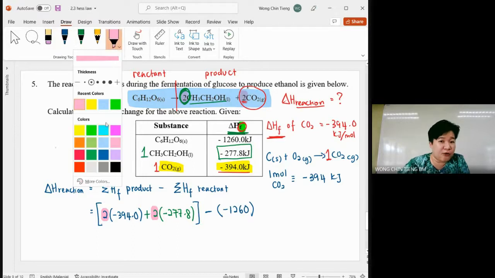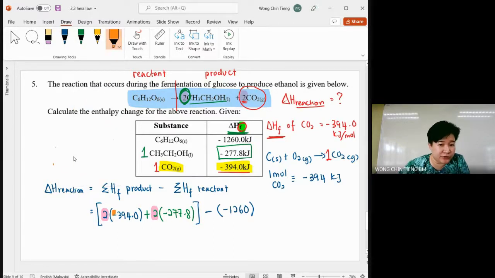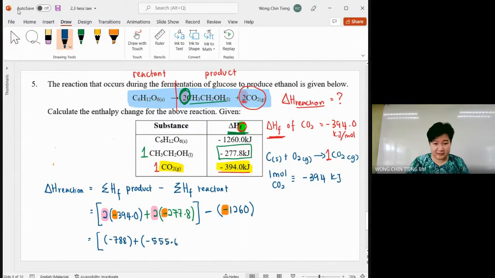Before you move on to your calculation, just a quick check. I hope you realize we are taking in all the sign that you have in the delta as always. Kita tak ambil value ya, kita ambil semua benda termasuk the magnitude, termasuk simbol positif negatif. And to make your mathematics easier, untuk kamu nampak the positive negative, this one will be negative 788 plus negative 555.6. Negative, positive 1260. Betul?